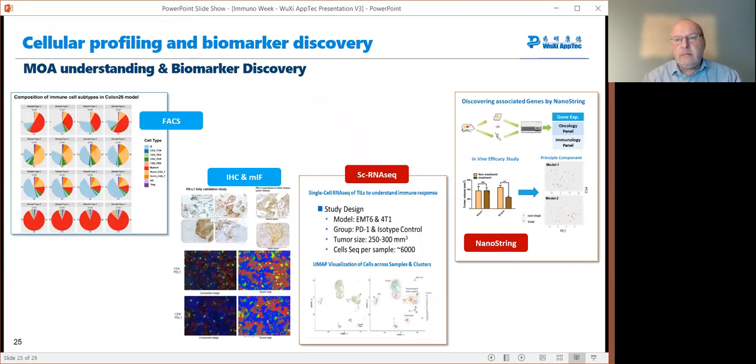To help validate mechanism of action and to support biomarker discovery, we've developed profiling platforms for cell sorting, immunohistochemistry, macrophage migration inhibitory factor, and RNA sequencing. We also use NanoString technology to help identify gene disease associations in both oncology and immunology studies.